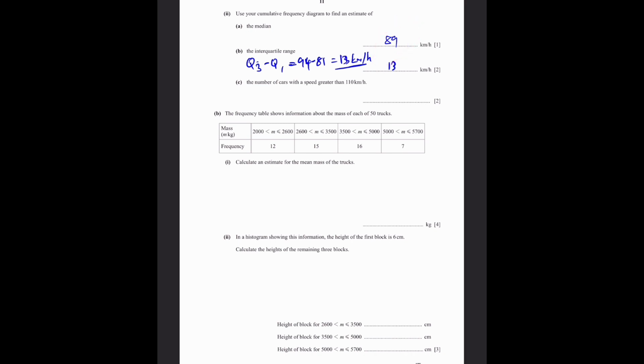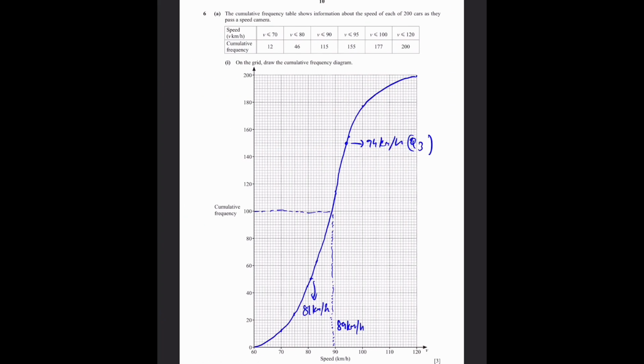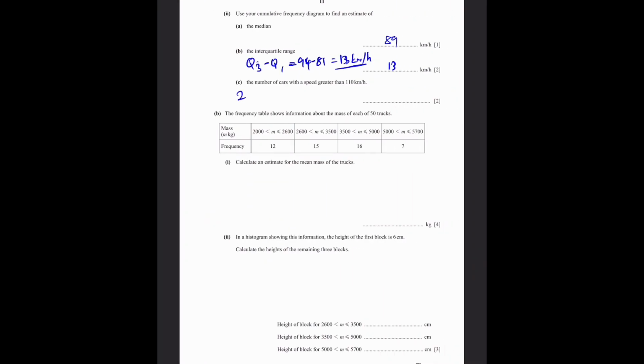And now for part C, the number of cars with a speed greater than 110 kilometers per hour. So we go to 110, that'll be a cumulative frequency of 192. So let's just mark that 192 frequency. And the total is 200, and that means number with a speed greater than 110 is 200 minus 192, which is equal to 8 cars. That's the answer. Now I can go to part B.